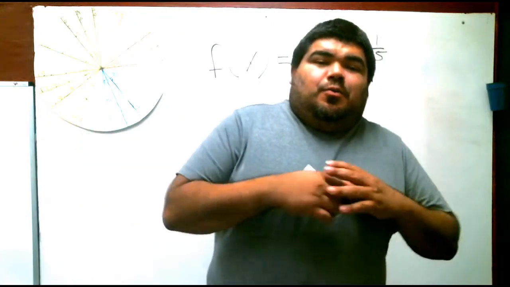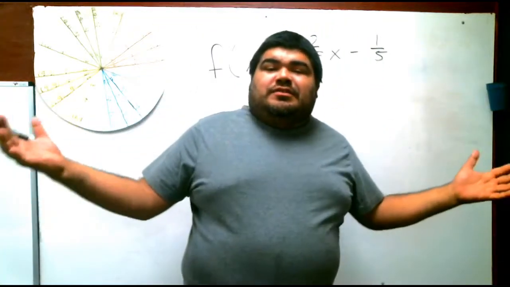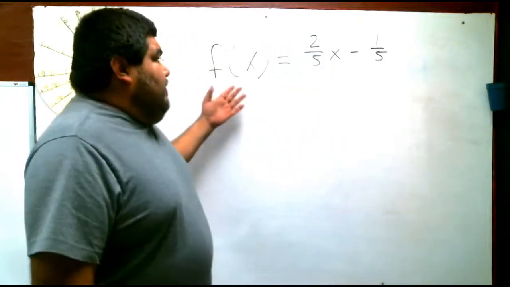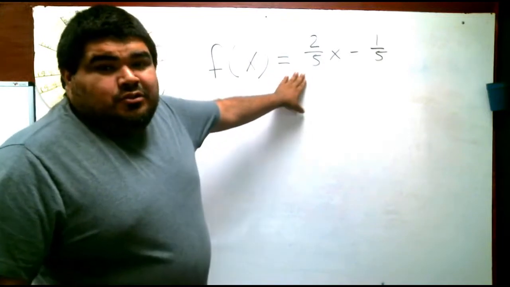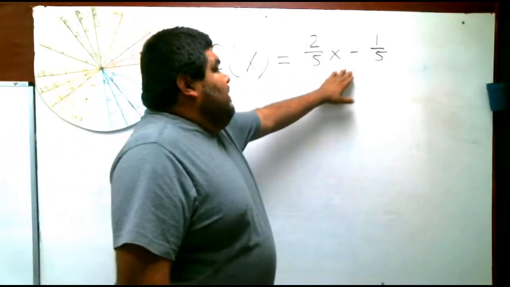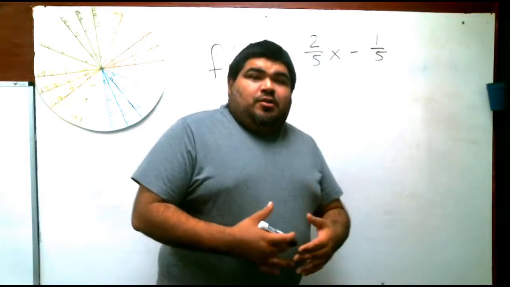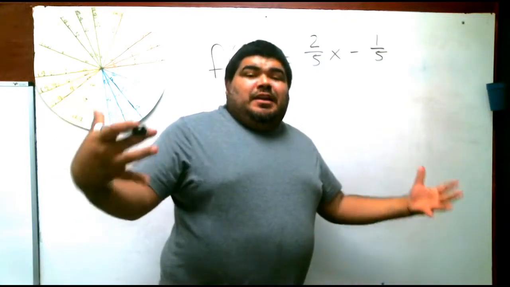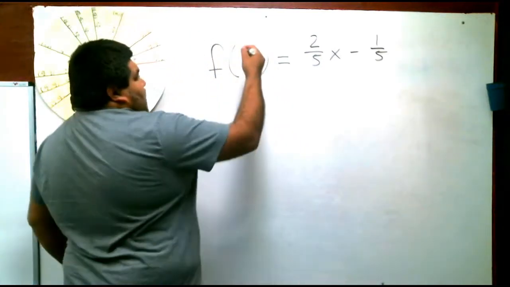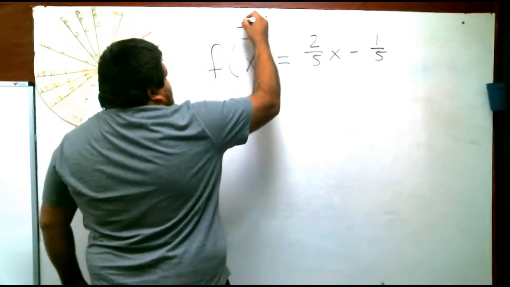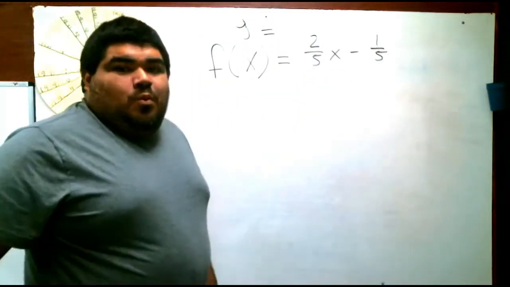Today we're gonna find the inverse of equations. Okay, notice I have an equation up here: f of x equals 2/5 x minus 1/5. If you guys remember, another way of saying f of x is y. So we can say y equals 2/5 x minus 1/5.